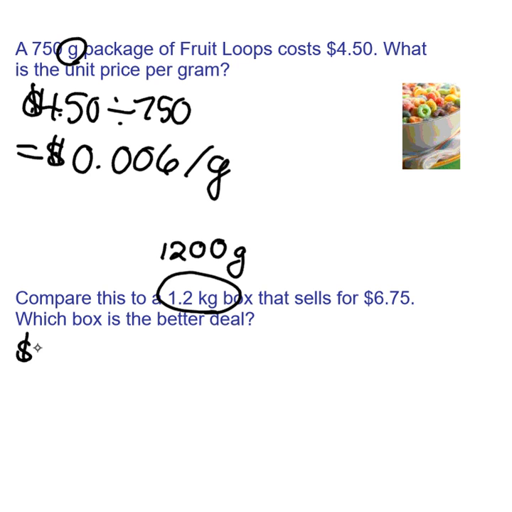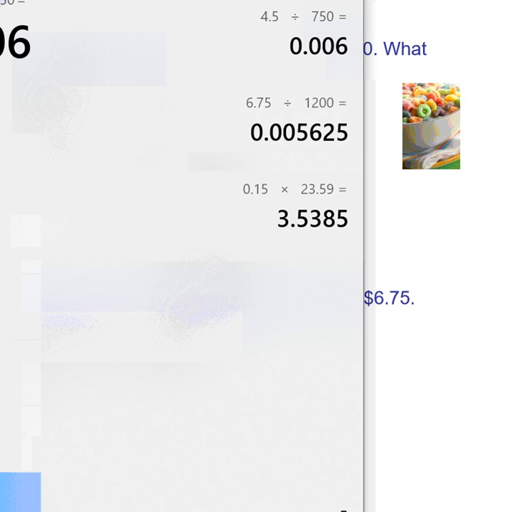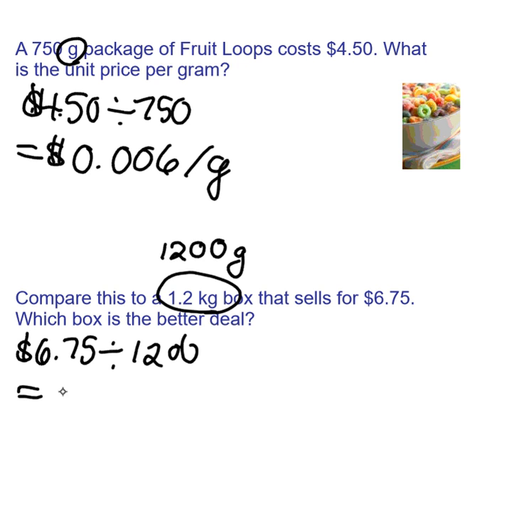So now we can find the unit price of this one. It comes to 0.005625. Now, sometimes you don't really need to go to this many decimal places. I am in this case, but often you just have to go to enough decimal places to be able to compare them.